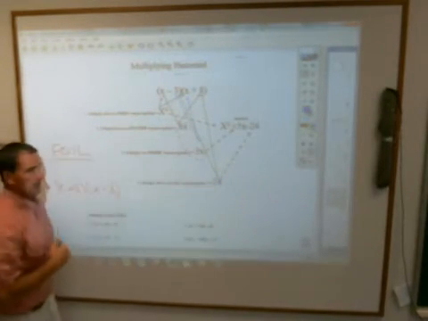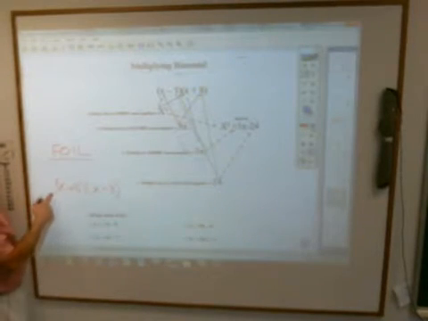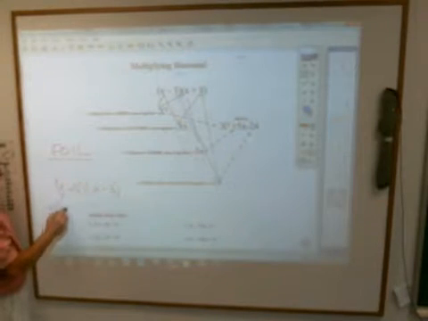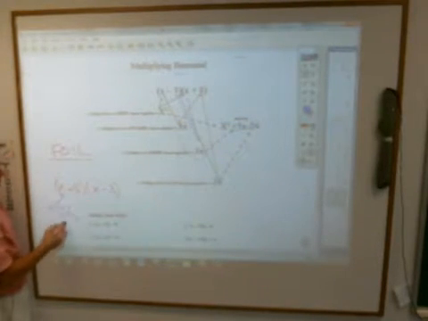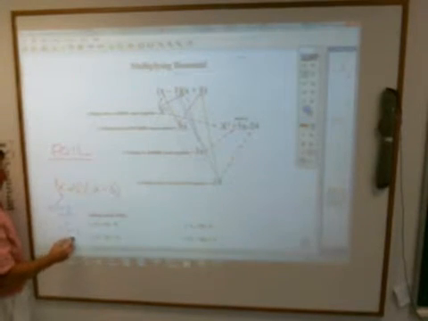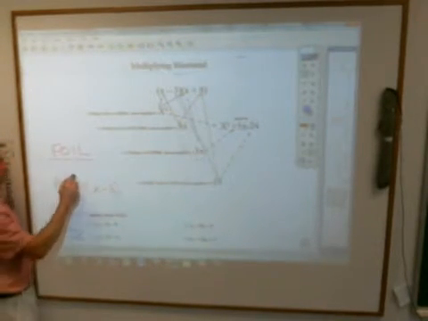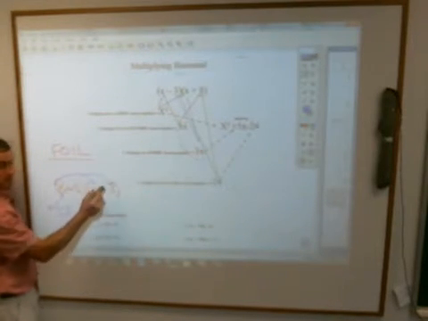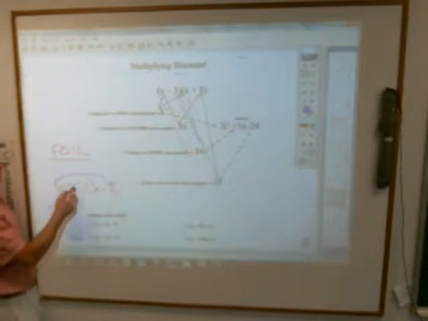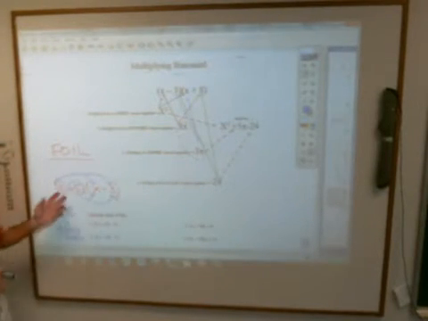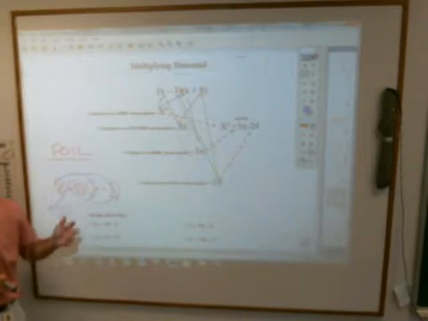When you see this, the simple rule to remember is every term of this gets multiplied by every term of the other one. In other words, it's like a double distributive property. You have to take this x and multiply it by this and by this. And then you're going to have to take this 5 and multiply it by both of those. Every term of this one gets multiplied by every term of that one.